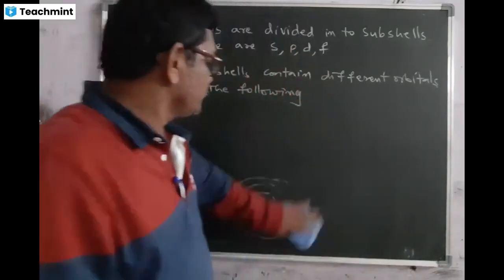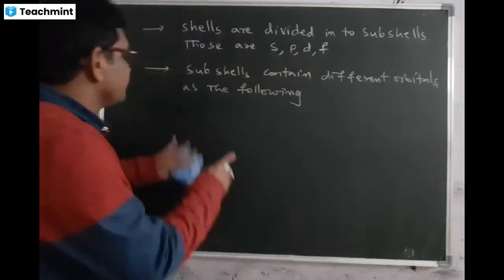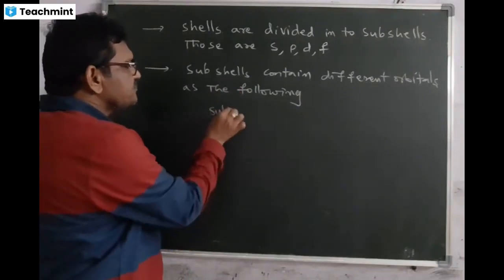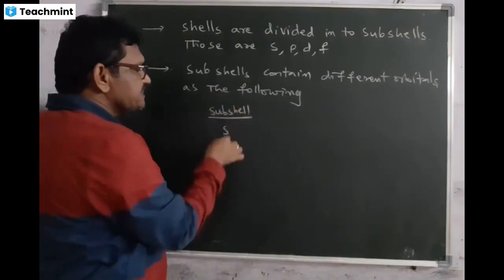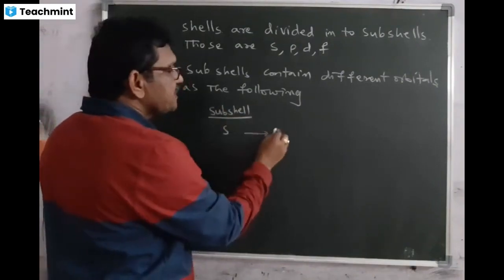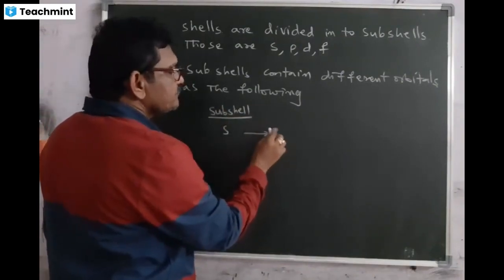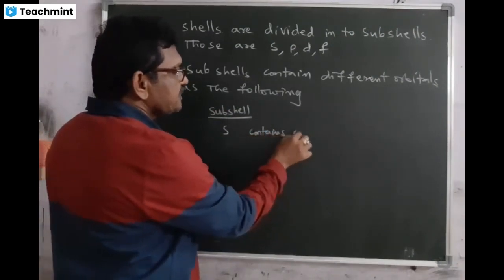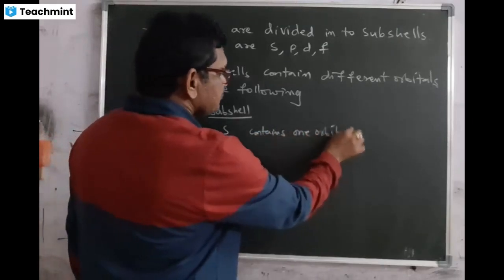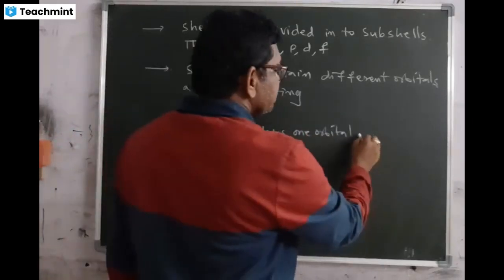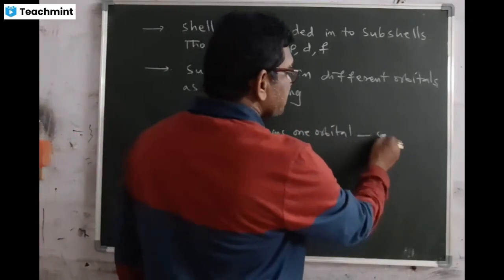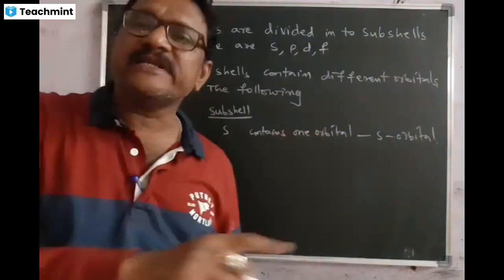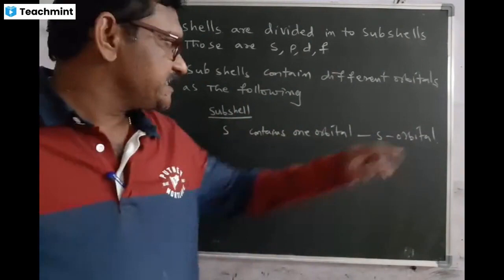You write down. For example, you know already, what is this? S is a subcell. S means it is a subcell. It contains one orbital. S subcell contains one orbital. That orbital we call as s orbital. So the S subcell contains one s orbital.